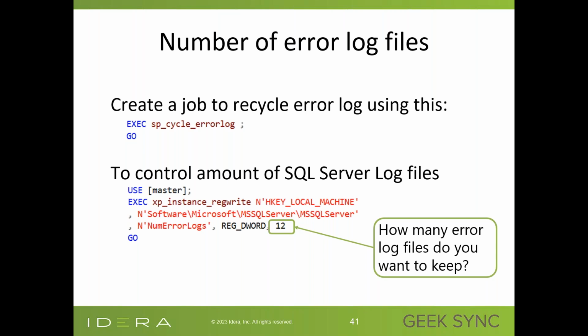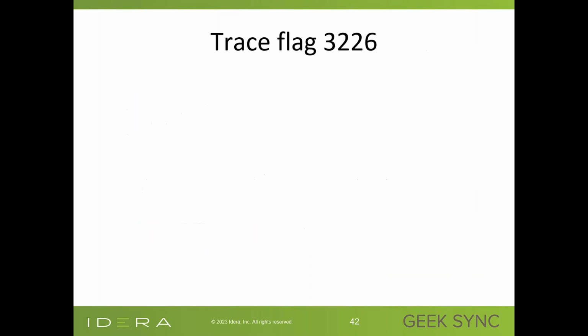You may want 52 files. You may want 12 only once a month. Maybe you want 300 or 100 or whatever, and you want it daily. It depends. Look at your error log files and see what's an appropriate amount of data to be contained within them. Now, speaking of error log files, I'd also strongly suggest enabling trace flag 3226.